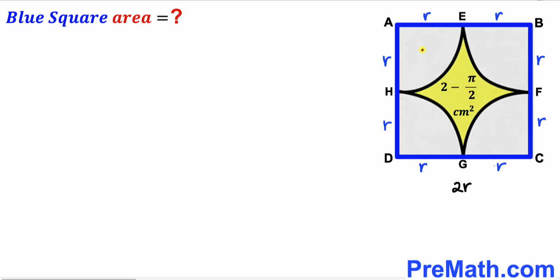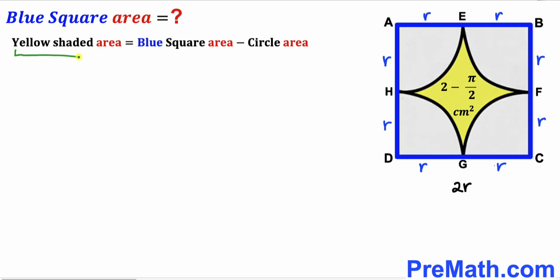And now let's make an observation. We are dealing with these 4 quarter circles that are identical. So therefore, if we add the area of all these identical quarter circles, that is going to give us one full circle area, isn't it? Now we can see that this yellow shaded region area is equal to the blue square ABCD area minus the area of the full circle. We know this yellow shaded region area has been given to us as (2 minus pi divided by 2), so we are going to focus on the area of this blue square and the area of this full circle.